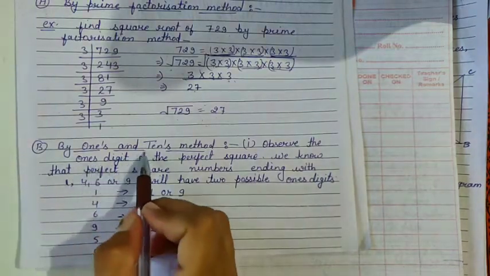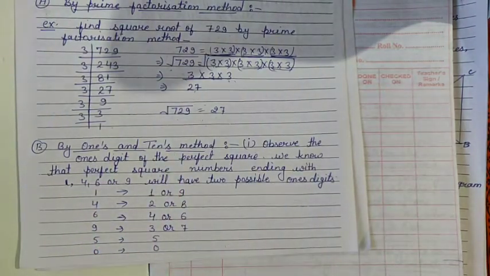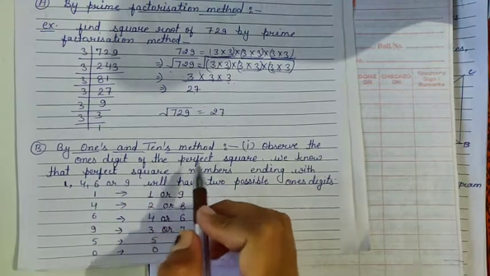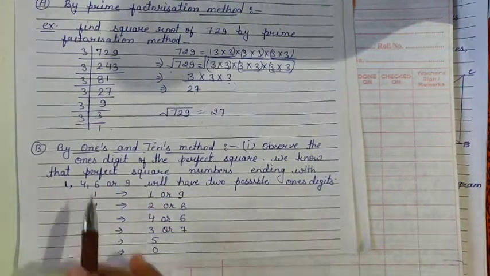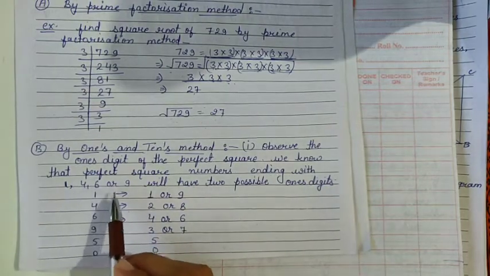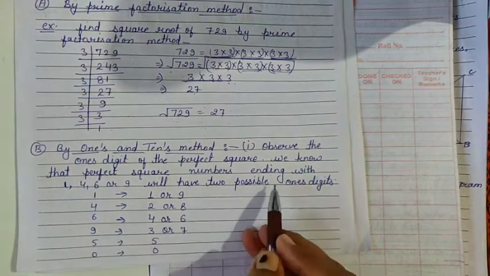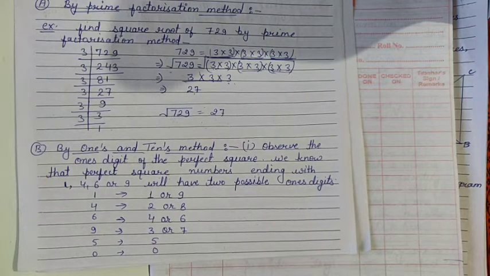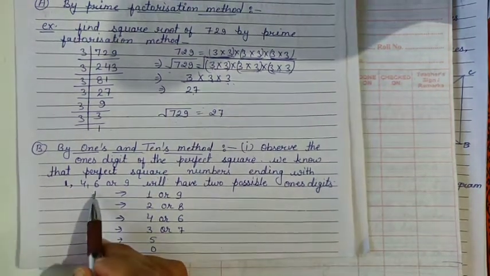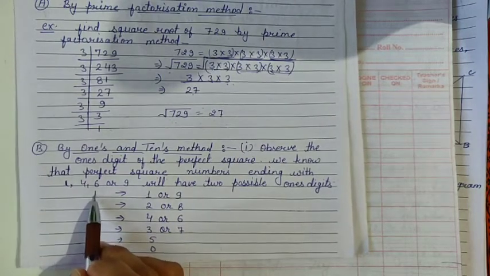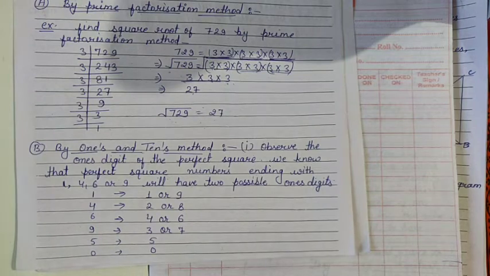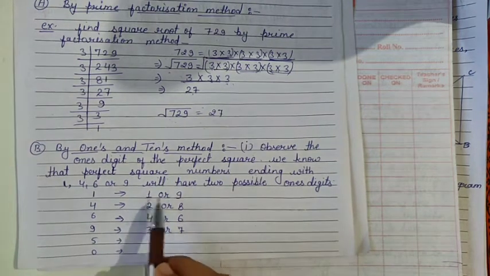Now by ones and tens method. Firstly, observe the ones digit of the perfect square. We know that perfect square numbers ending with 1, 4, 6 or 9 will have two possible ones digits. If a perfect square number is ending with 1, then the units digit of its square root can be 1 or 9.